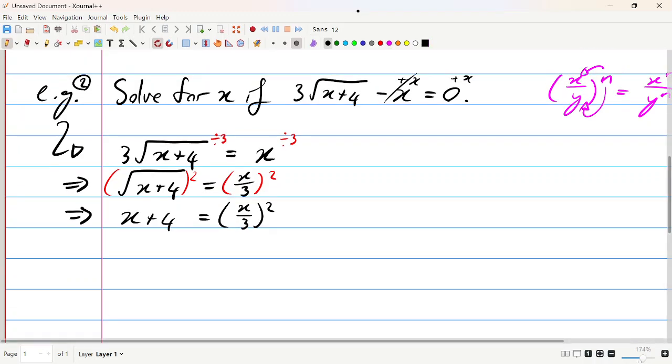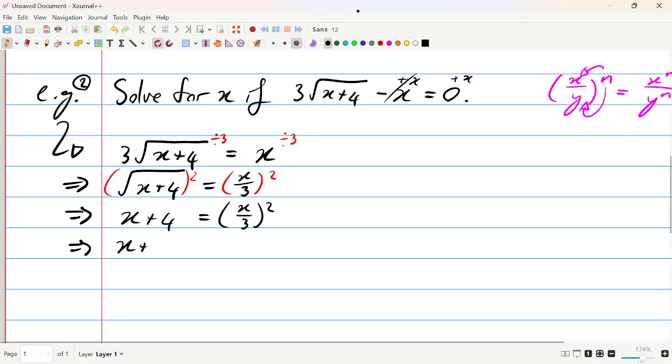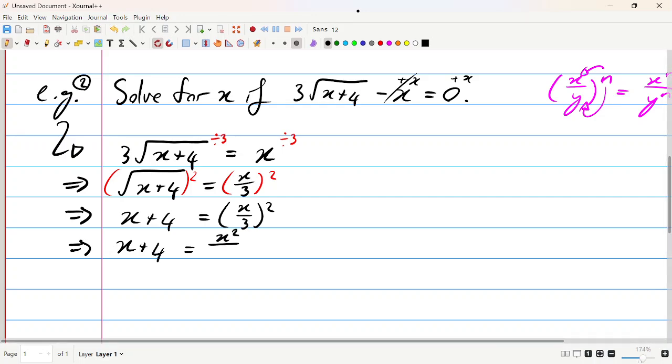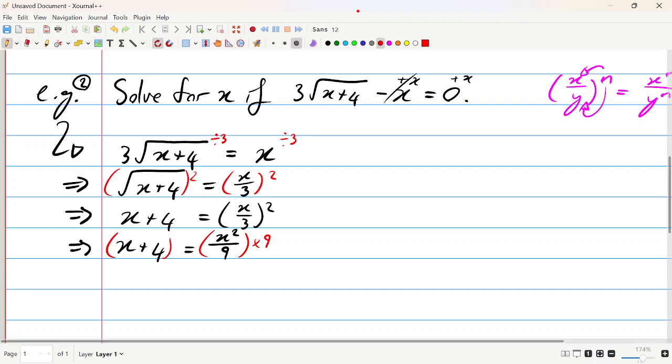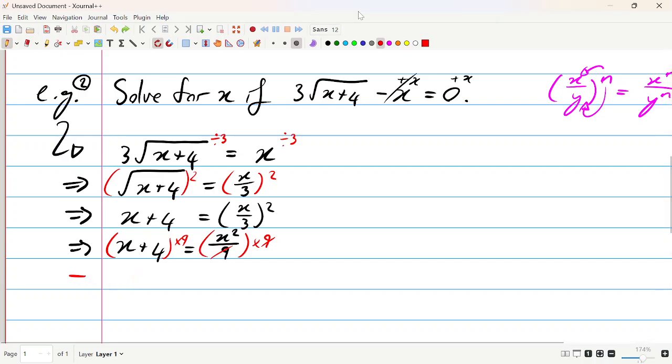So therefore, this will be x plus 4 is equal to x to the power of 2 over 3 to the power of 2, which is just 9. But I don't like that 9 in the denominator. We'll just multiply both sides by 9, such that the 9s will cancel, and then we are left with 9x, why am I writing it in red?